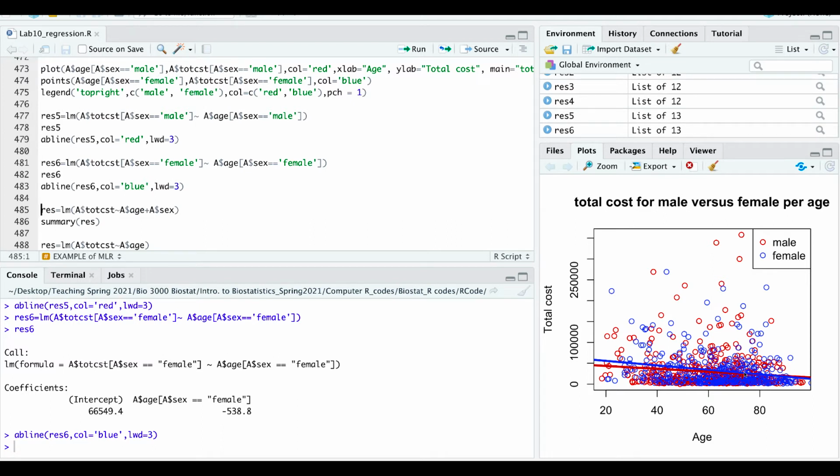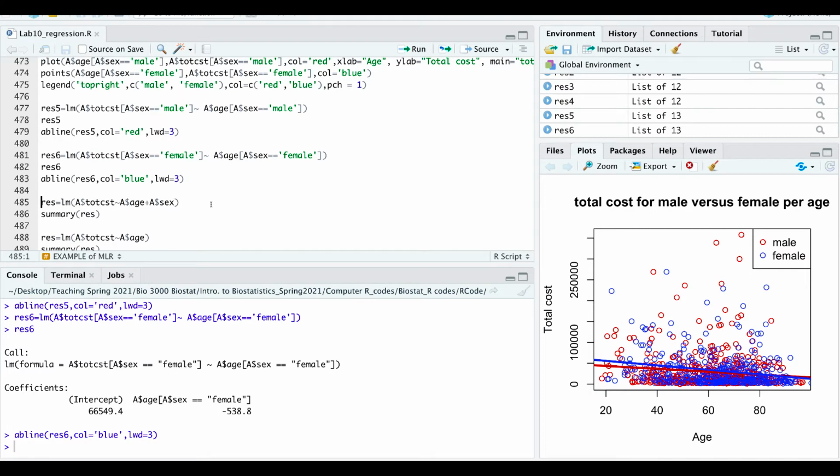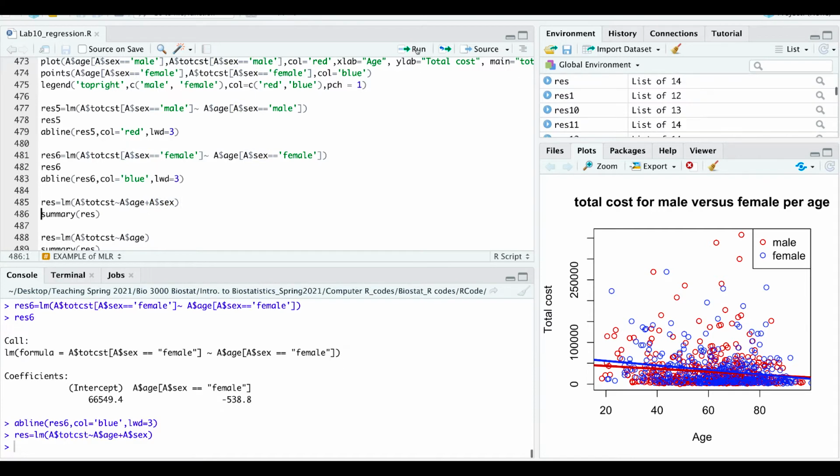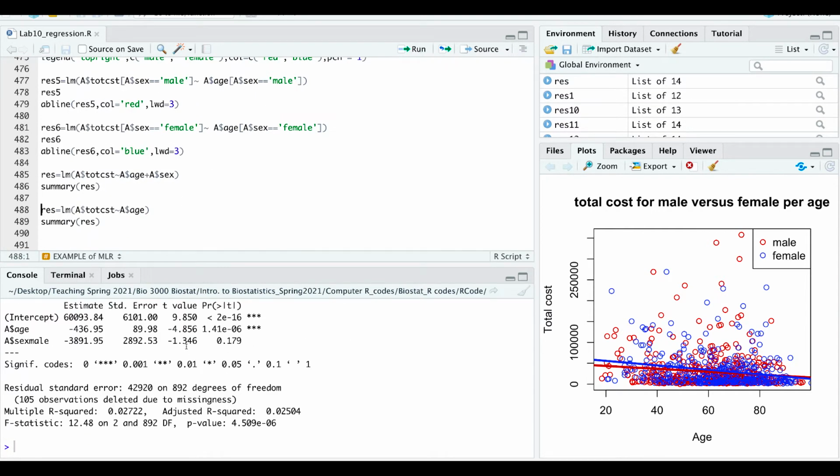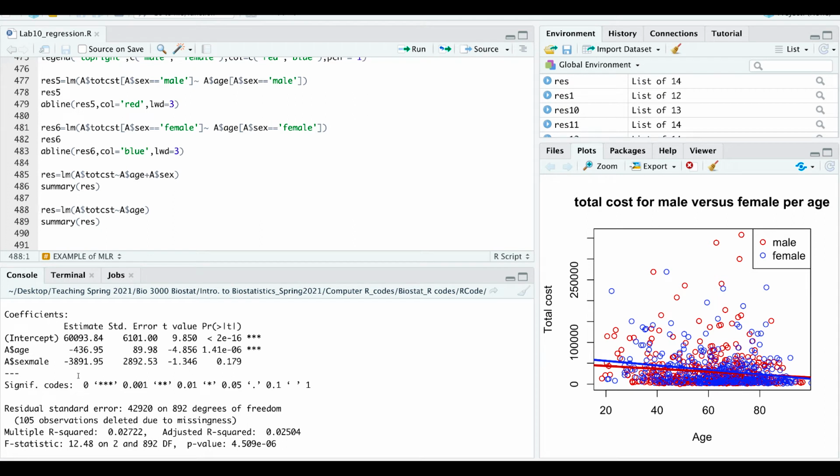The graphs tell us that, but we don't know for sure. Okay, so what I'm going to do here is the total cost y versus x1 plus x2. x1 is age, and x2 is sex, all together. If I run the summary, look at this. This is the coefficient of age, and this is the coefficient of sex male.